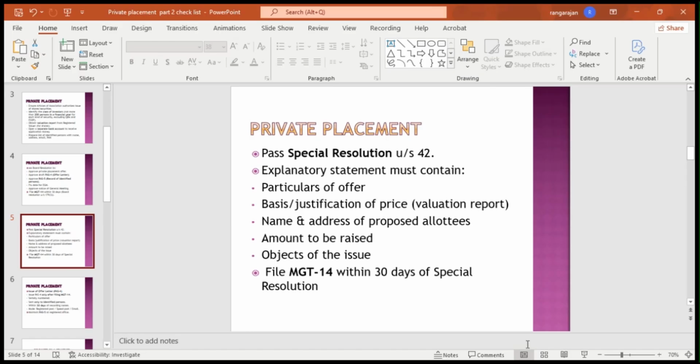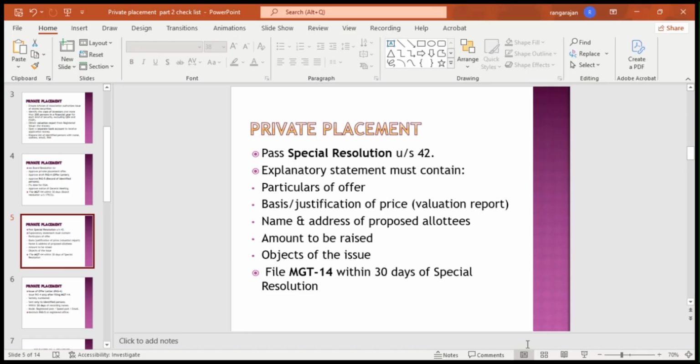In the explanatory statement we give the name and address of the proposed allottees. We have already identified the persons, and the same persons we mention here. Amount to be raised: how much amount we are going to raise in the particular private placement. Objects of the issue is nothing but the purpose for which the company is raising the issue, for expansion, capital goods purchase, new technology, a new joint venture proposal, or any other requirement. They have to give the objects of the issue. It is very, very important.